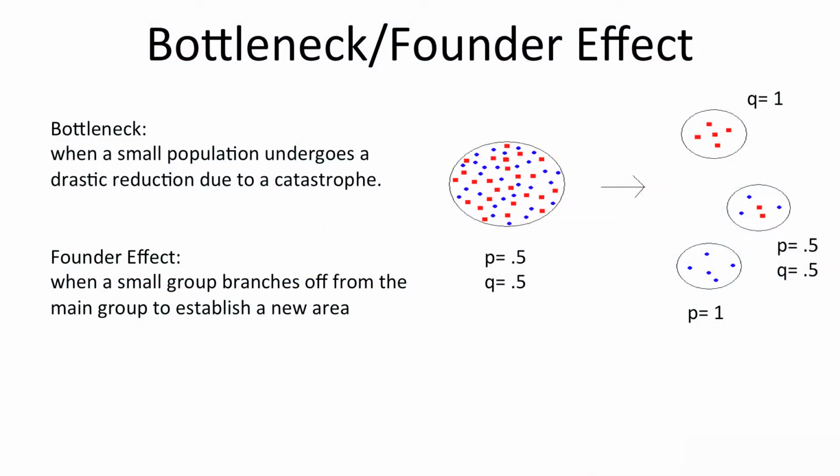So a founder effect is when a small group either migrates off or just somehow is physically separated from the rest of the group, and they now establish a new population. So the same thing's going to happen. Instead of dying off, though, I just have migration away, and I've got a small new population arising. Okay? So both of these are random events, right?